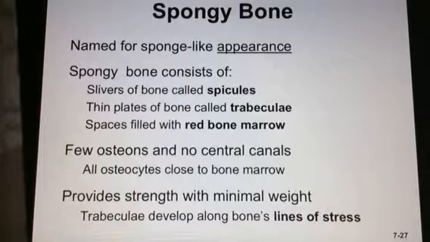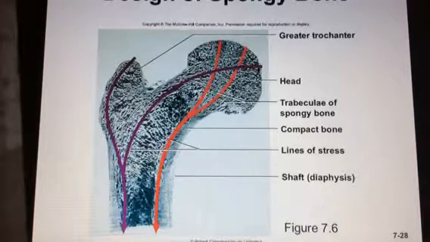It's got very few osteons, no central canals, because all the osteocytes are close to the bone marrow, and it does provide strength along the lines of stress. And we'll see those in this image. So it shows where the trabeculae, those plates, are forming along those lines of stress. But overall, you see the spongy bone in the epiphysis, and it is covered with compact bone.